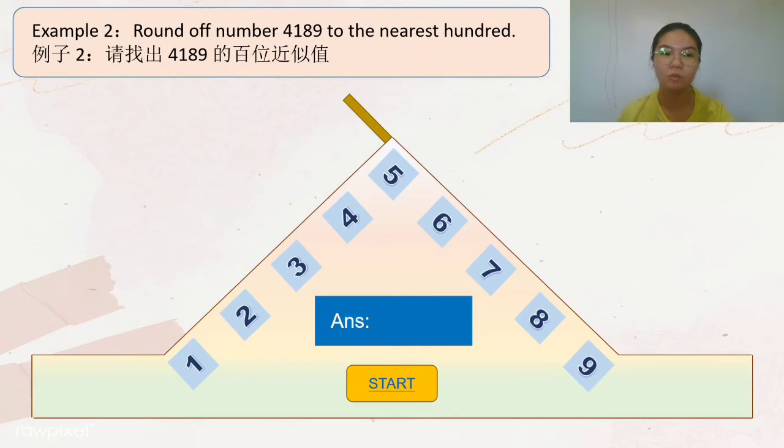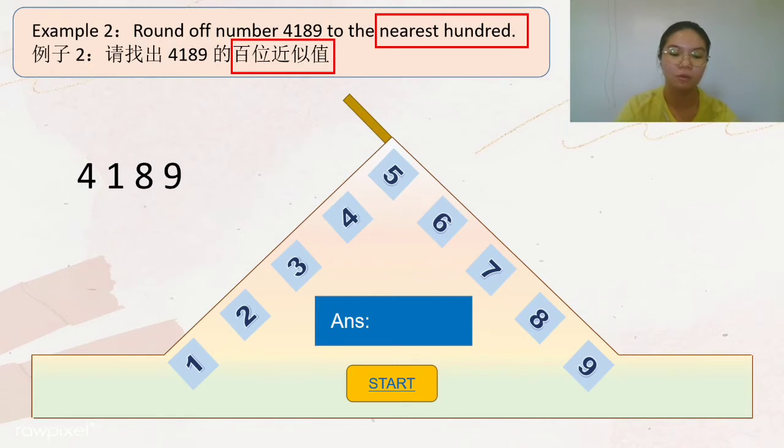Now we will go to the next example, which is to round off the number 4189 to the nearest 100. Same as the previous example, first we need to determine the rounding place and underline it. For this question, it requires us to round off the number to the nearest 100.